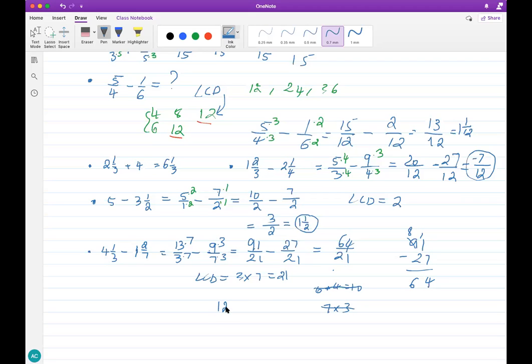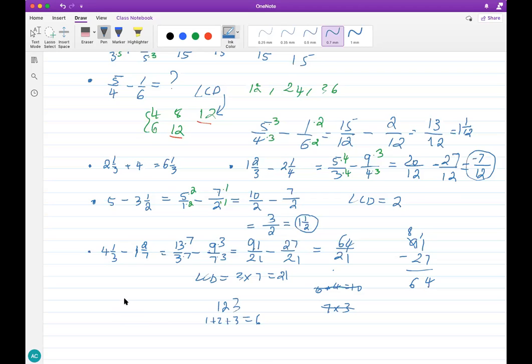For example, 123. Is this number divisible by 3? Yes, it is. We can check by adding these: 1 plus 2 plus 3 is 6. If you can divide 6 by 3, then we can also divide the number itself by 3. Okay, keep that trick in mind. You can use it.